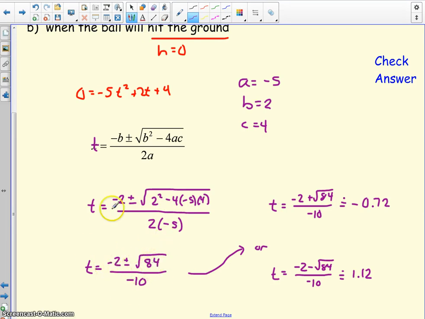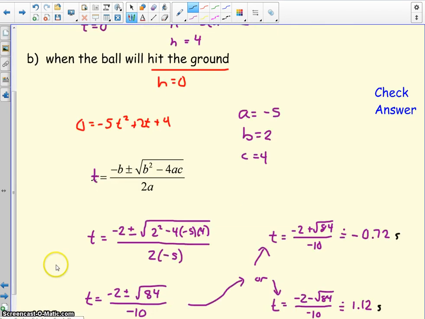Now, because this is a word problem, you check to make sure your answers make sense. So I found the decimal equivalent for each one. So I split up into my two zeros. I have t equals negative 2 plus root 84 over negative 10, and t equals negative 2 minus root 84 over negative 10. I ran both those through my calculator, and I got for my two answers negative 0.72 seconds and 1.12 seconds. So you have to think in the context of this problem here, are both of these valid?